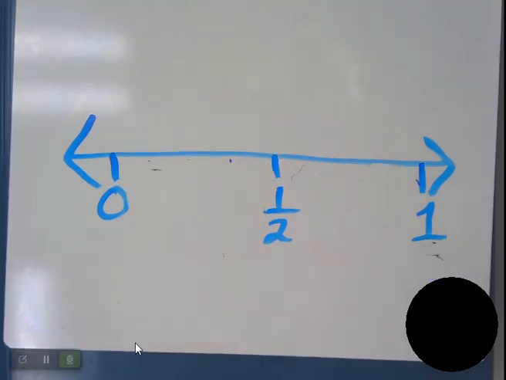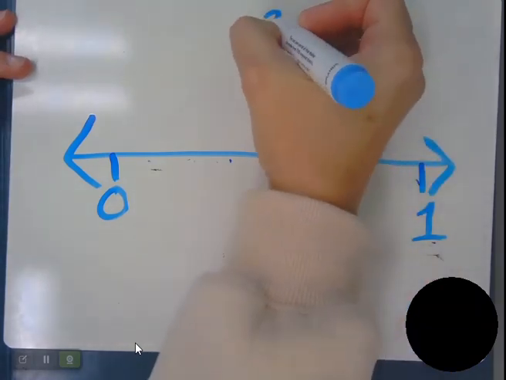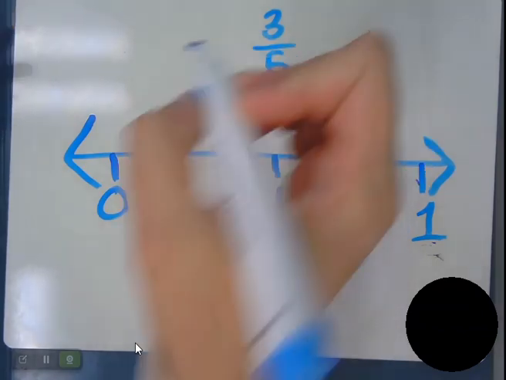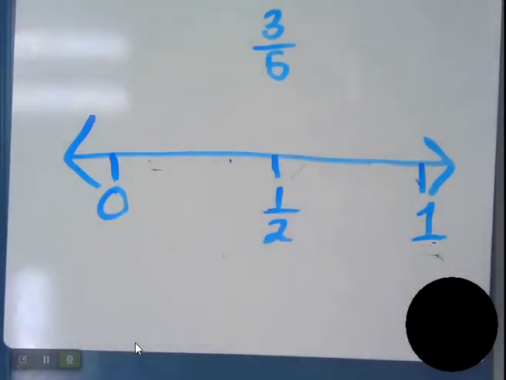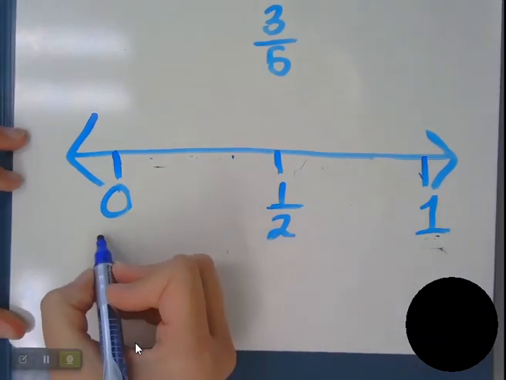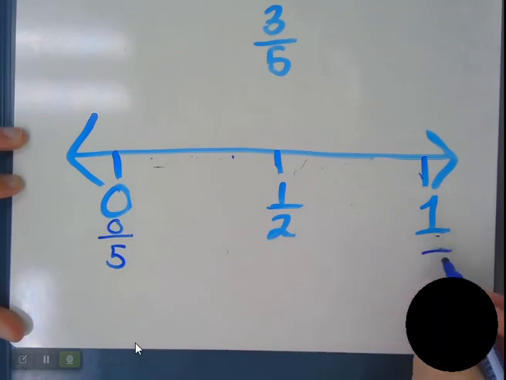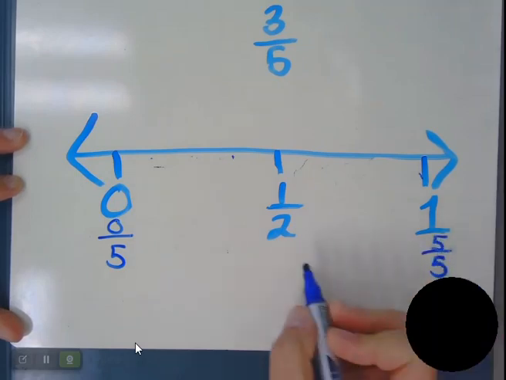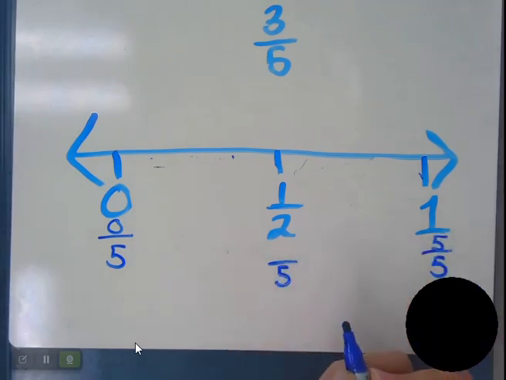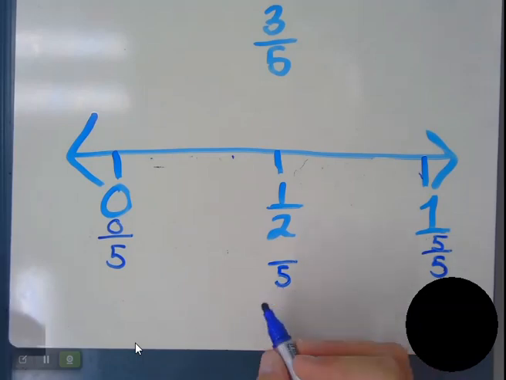All right, now we're going to step it up a notch. This time I am going to give you the fraction of 3/5. With 3/5, again, I want to change my target numbers so they're apples to apples. So at 0, I would have 0/5. At 1 whole, I would have 5/5. Uh-oh, wait a minute. At 1/2, I can't break 5 evenly.